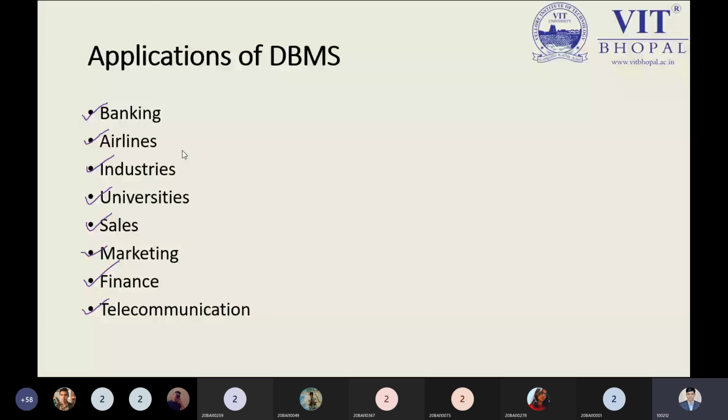So these are the basic applications. You can use your brain to explore ideas and write other applications of the database. If anyone remembers any other application besides these, you can share your idea.